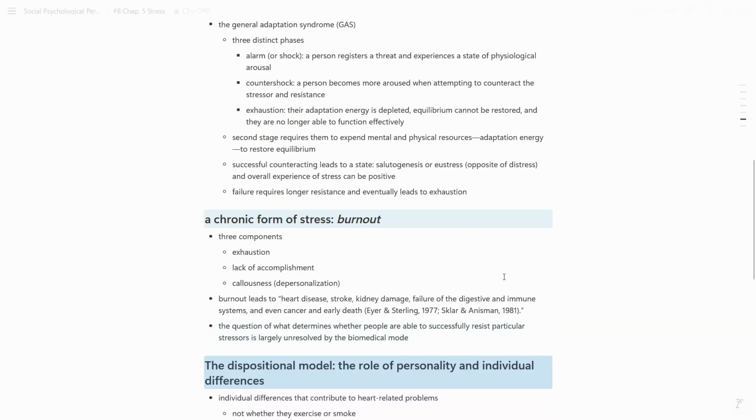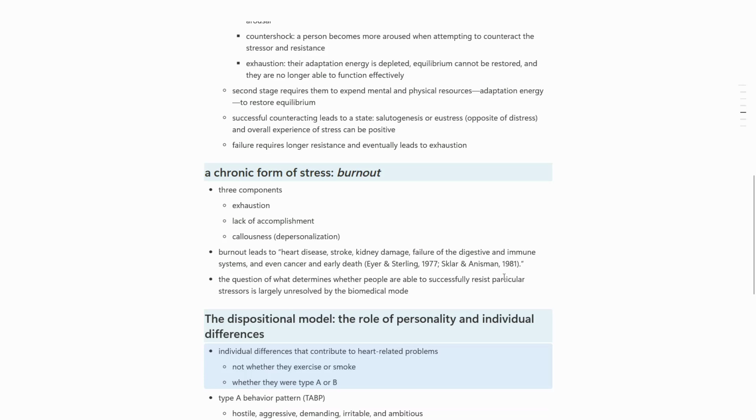Okay. Then to get the answer to that question, let's look into another model, the positional model, the role of personality and individual differences. This approach considers individual differences that contribute to heart-related problems. Typical causes of heart-related problems are things like whether they exercise or whether they smoke or not, right? But this model focuses on whether people are type A or type B.